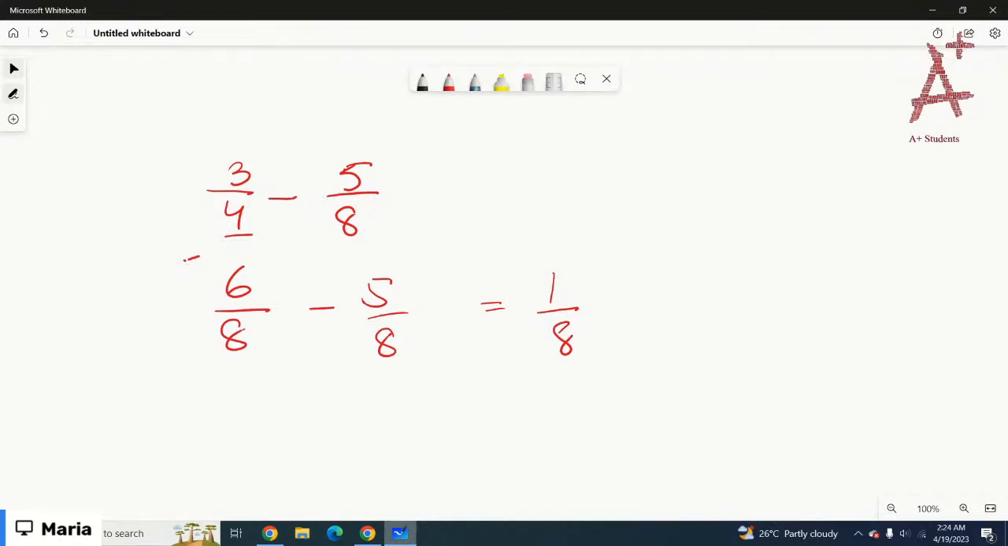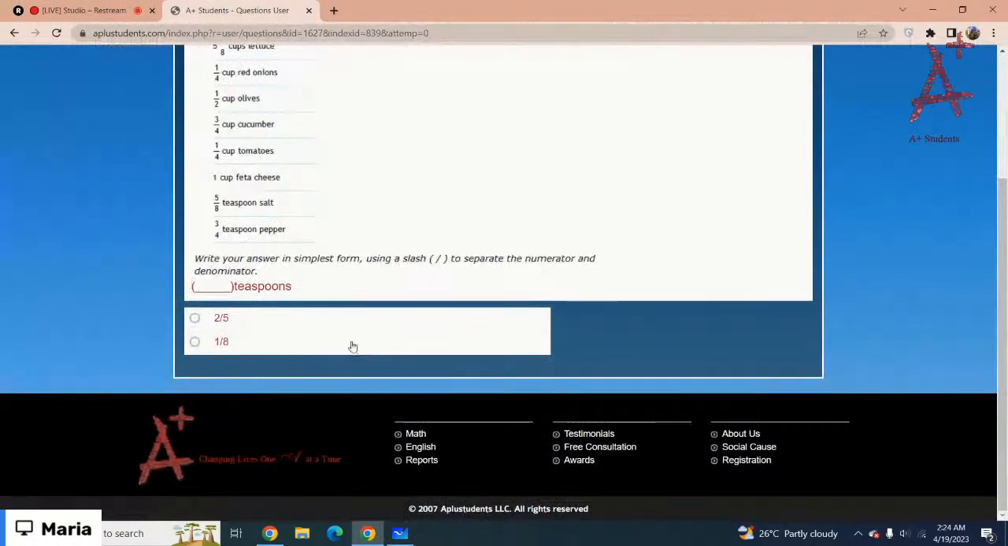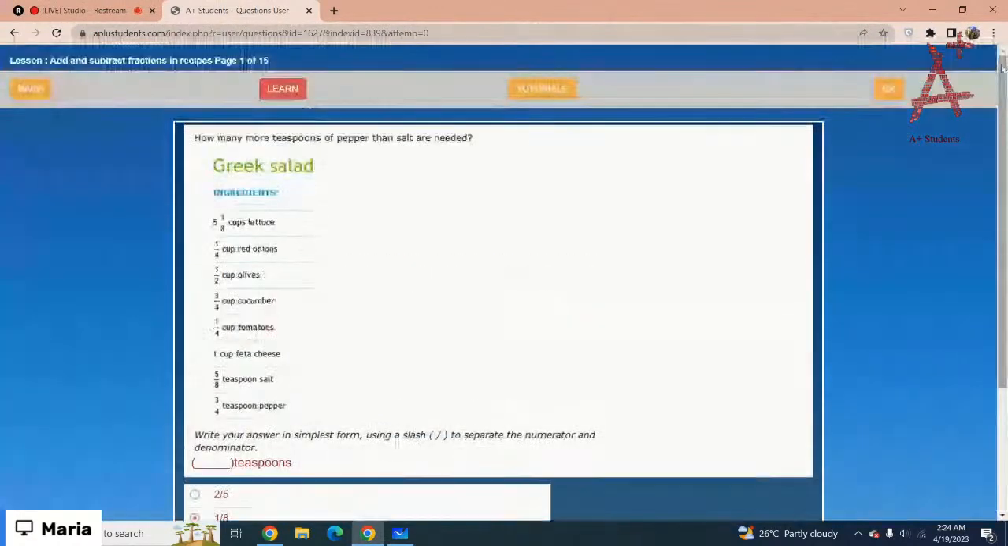Got it? So it is 1 over 8. Got it? Just select the correct option. Then click on the OK button.